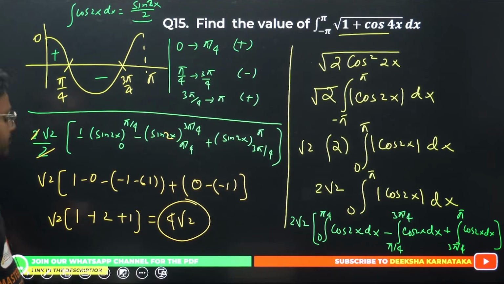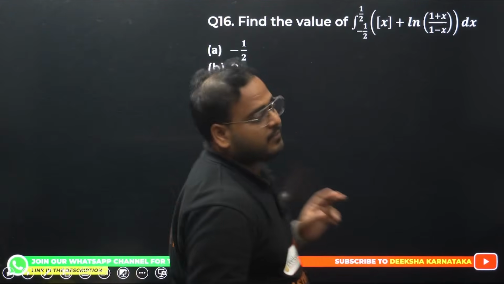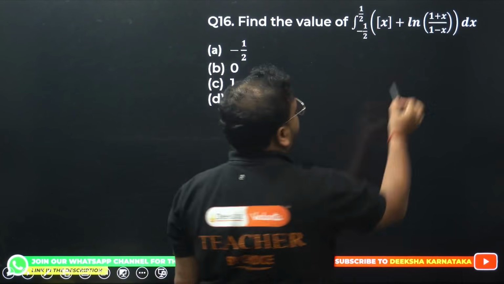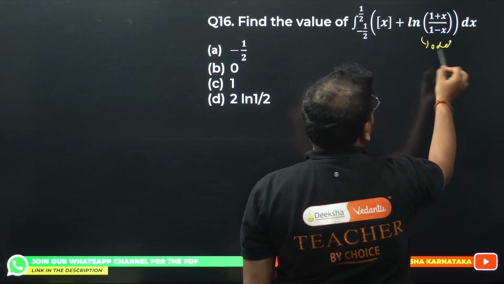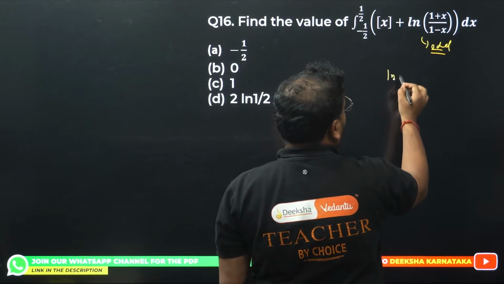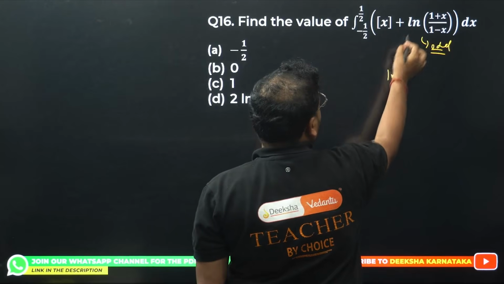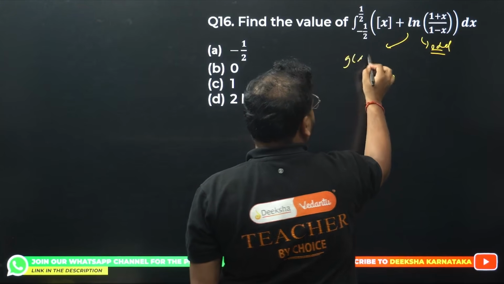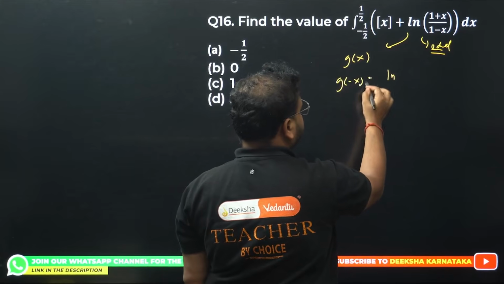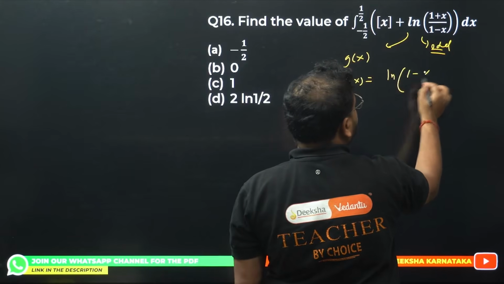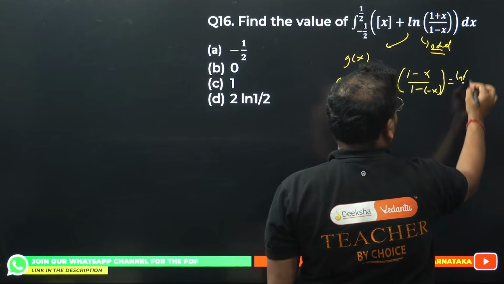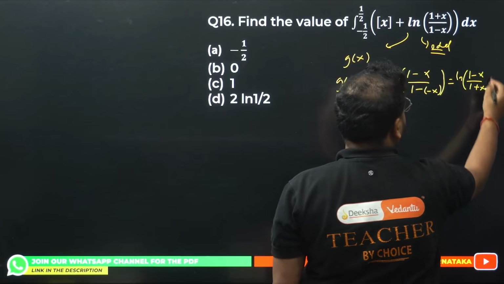Next one. Question number 16 now. Okay. Previous answer is 4 root 2. Next one, 16th. Beautiful. This is an odd function. Yes or no? Yes it is. Check this out. Let's call this function g of x. Let's try to find g of minus x. It will become ln of 1 minus x upon 1 minus of minus x. What is this? ln of 1 minus x upon 1 plus x.